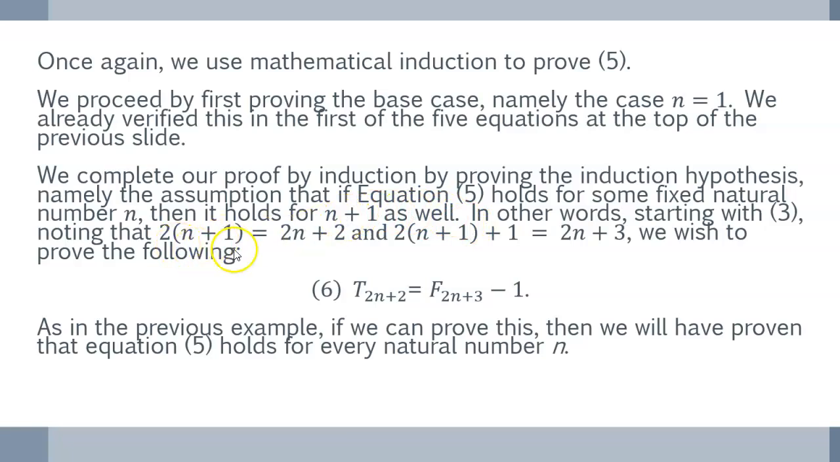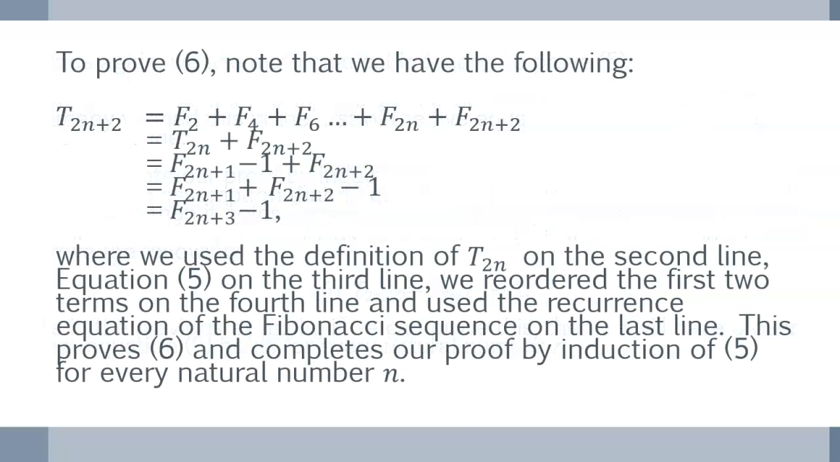And once again, we have to manipulate the indices. So 2 times n plus 1 is 2n plus 2. That's going to be this first index, the index on T. And then 2 times n plus 1 is 2n plus 3. That's going to be the index on the Fibonacci number. So if we can prove this formula, equation 6, from equation 5, then we're done. We'll have proved it for all n. So let's do it.